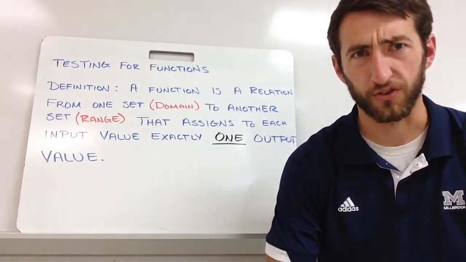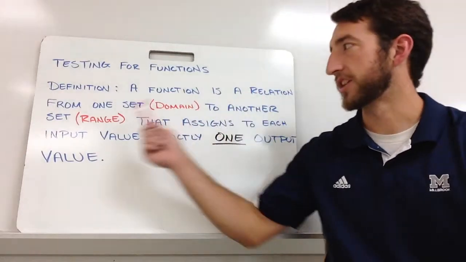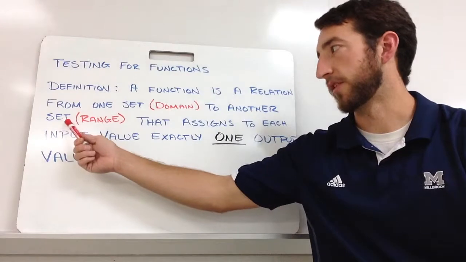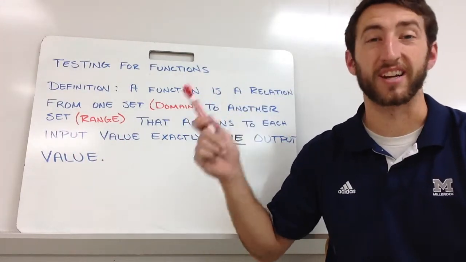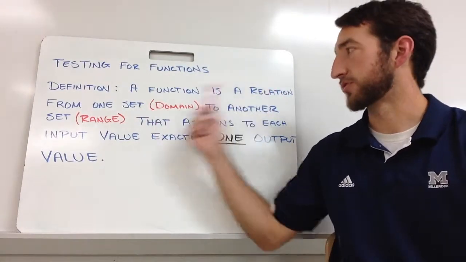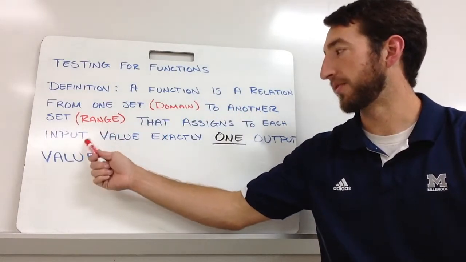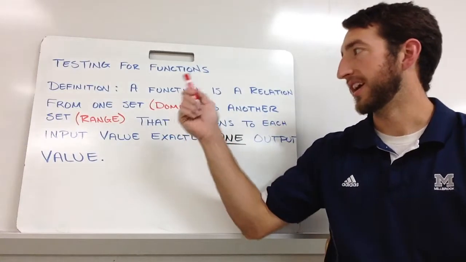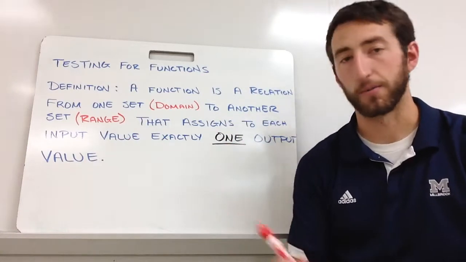So this is all based on this definition of what a function is. Our definition is a function is a relation of one set, the domain, to another set of numbers, the range. Remember we talked about those. The domain is our input values, our x values. The range is our y values, or our output values. So the function is a relation between the domain and the range that assigns each input value to exactly one output value. So remember, it's each input value to exactly one output value.